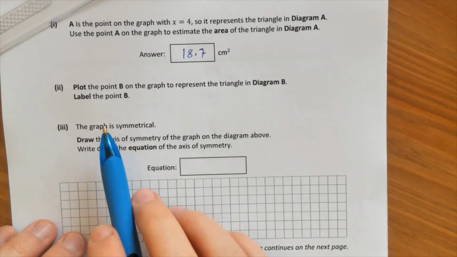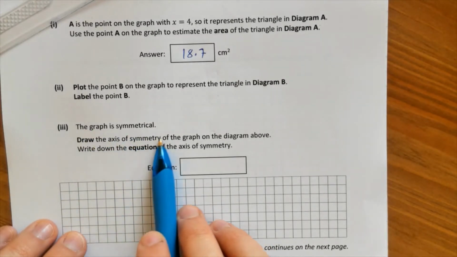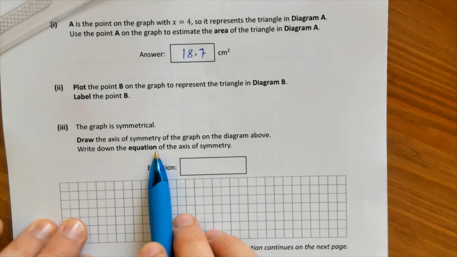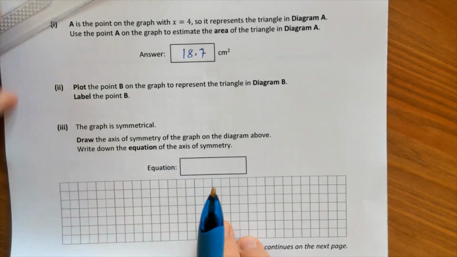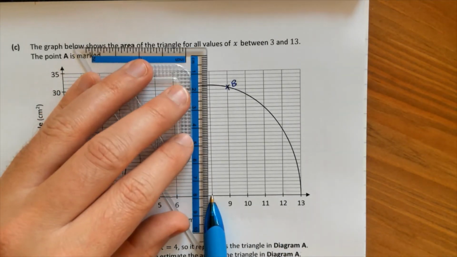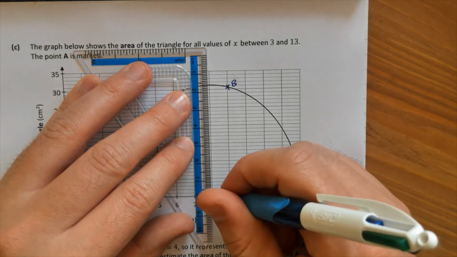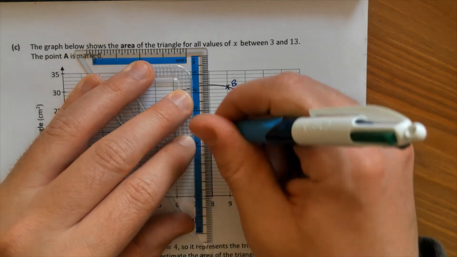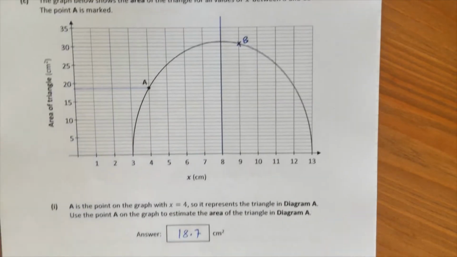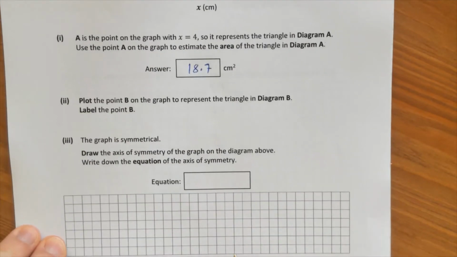And then finally, the graph is symmetrical. Draw the axis of symmetry on the graph in the diagram above and write down the equation of the axis of symmetry. So if I look at this, it's going to be symmetrical right in the middle, which is at 8. So I'm going to draw my line straight up there.